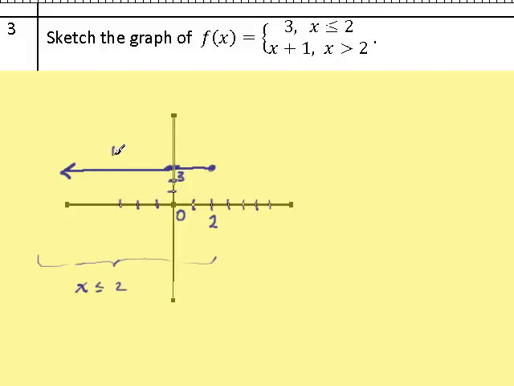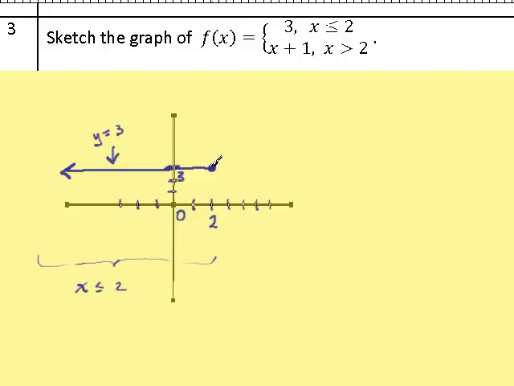This is a piece of the horizontal line with equation y equals 3. All right, and now we want to graph the line y equals x plus 1. So let's substitute in 2. If we substitute in 2, we get 3. So the point 2, 3 is where this begins. This actually begins right here at the same place where this graph ends. So in this case, we're going to start right here, so we don't have to plot another point.